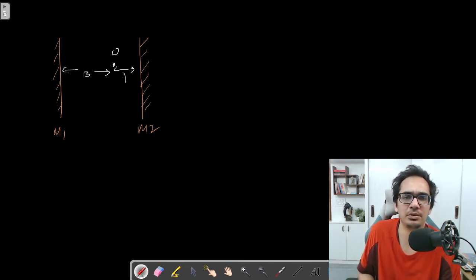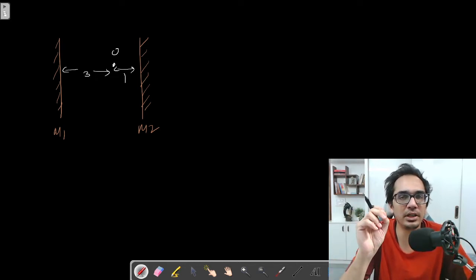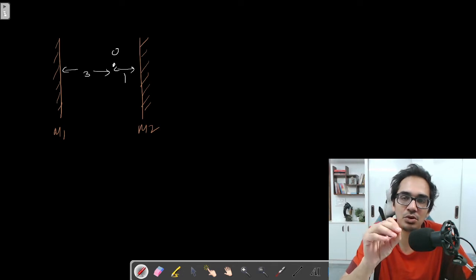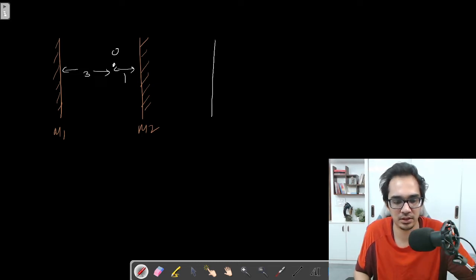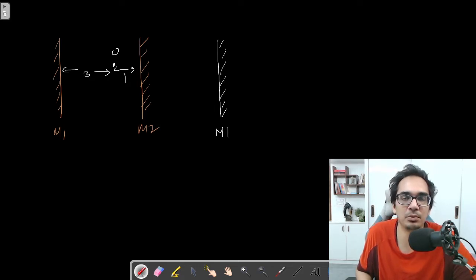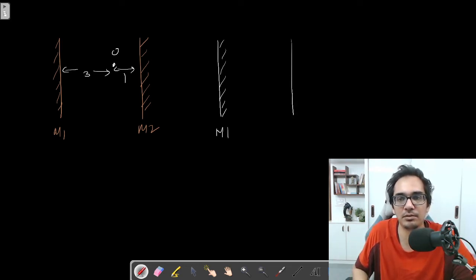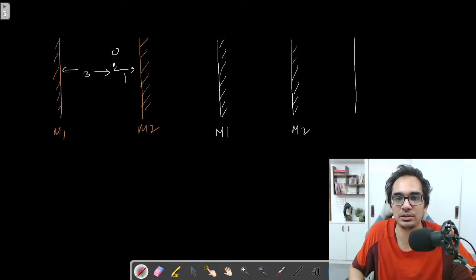Now image M2. Now what the technique is, if you want to find all the images in M2, the technique is just draw the reflection of M1 in M2. So you will draw the reflection of M1, you will get something like this. This is the technique. Draw the reflection of M1 in M2. So this is reflection of M1 in M2. Then draw the reflection of M2 in M1. Then draw the reflection of M1 in M2 and so on. So this is the way you can just solve it like this.